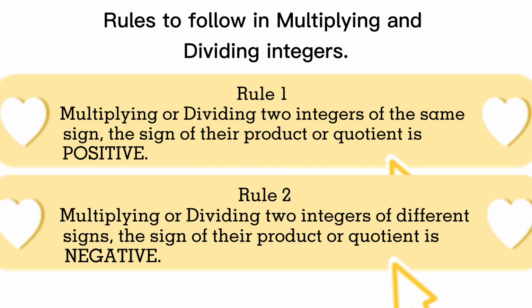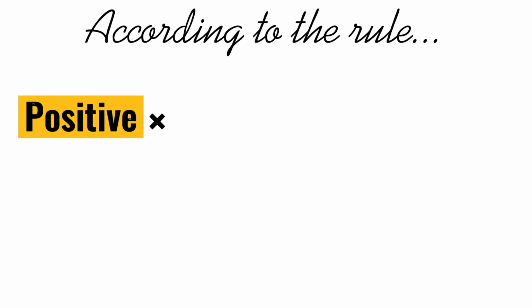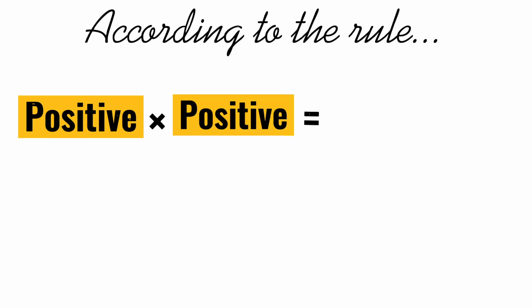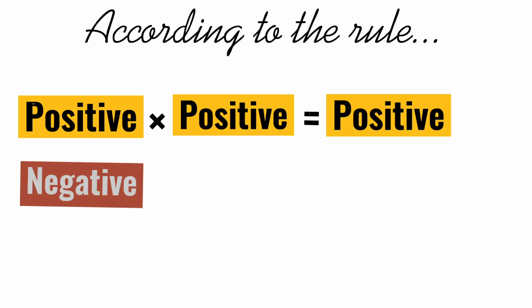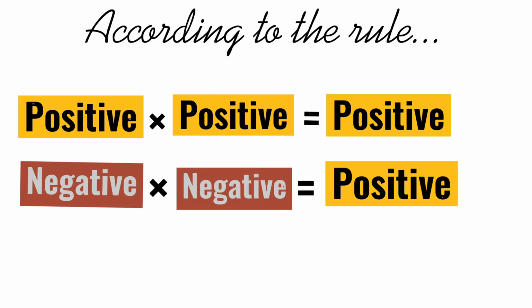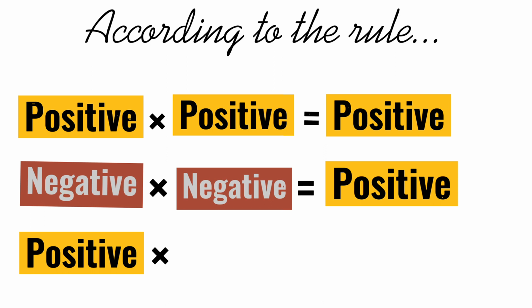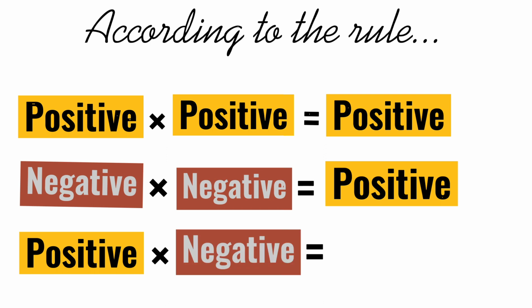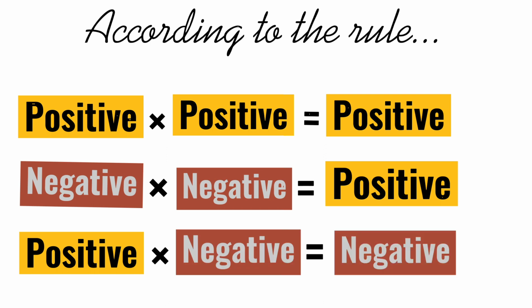For rule number 2, multiplying or dividing two integers of different signs, the sign of their product or quotient is negative. According to the rule, positive times positive is equal to positive. Negative times negative is equal to positive. Positive times negative is equal to negative. Pwede ring baliktad. Negative times positive is equal to negative.